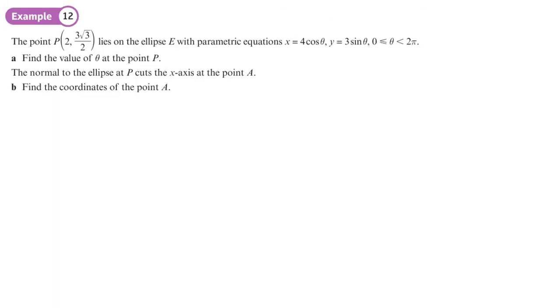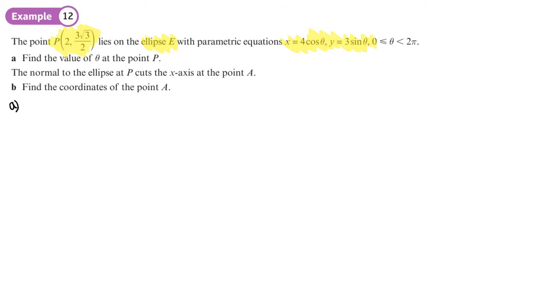Okay, so it's just a point P. Now we're given an actual point this time rather than a general point. It lies on the ellipse, okay, with this parametric equation. So we're using the parametric form. Find the value of theta at the point P. Right, so let's make a start then on part A.